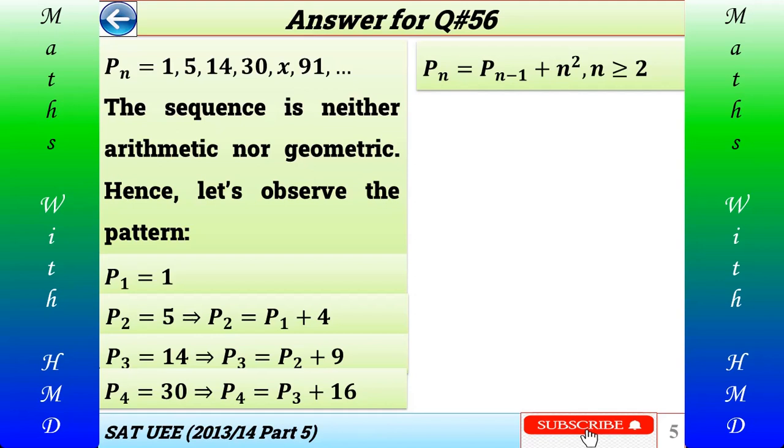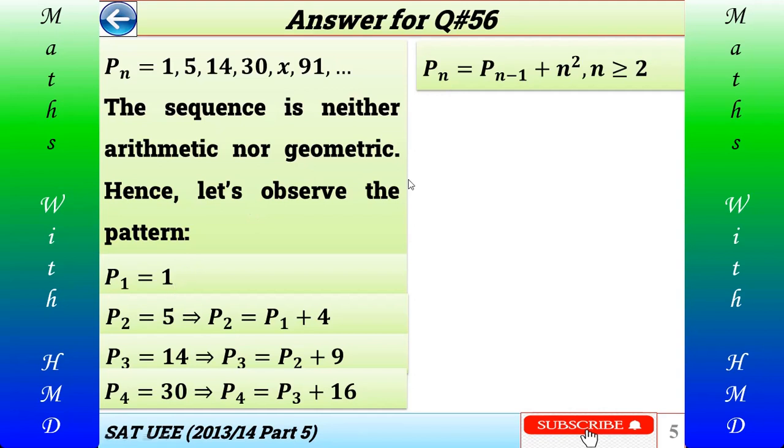So let me help you. This one is the general pattern of the sequence, which is to mean the nth term of this pattern is going to be the previous term of the pattern plus n square for n is greater than or equal to 2. Could you please observe this one?